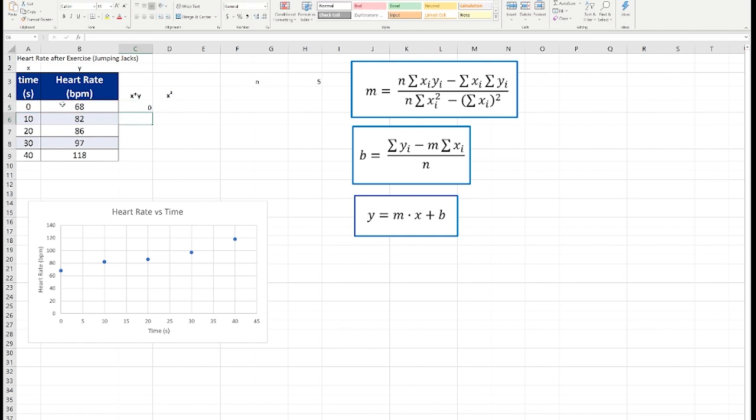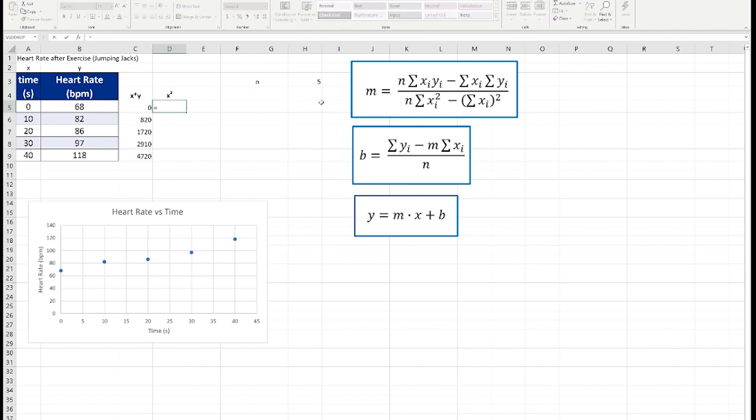So I hit enter. It's 0 times 68, that makes sense. And then I'll drag this down. I'll click in and make sure it's multiplying the right things. So check it. It's doing A9 times B9, which is my x times my y, and that's exactly what I want. And now let's do the x's squared.